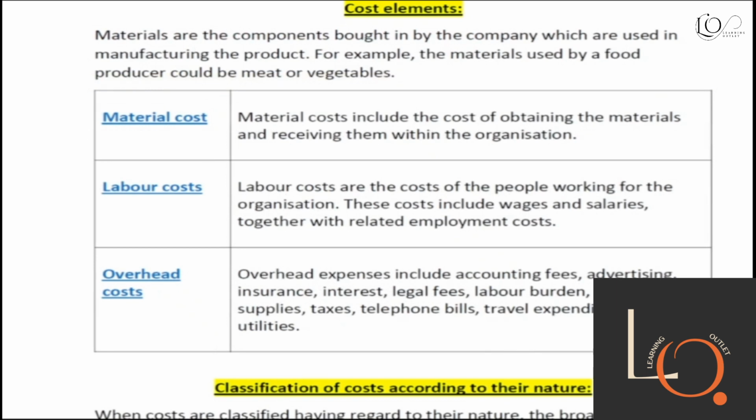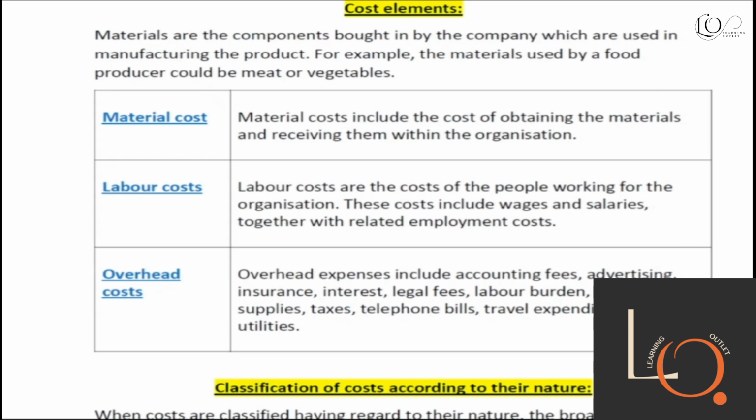Next, we break down the costs according to cost elements. The first category was based on behavior. The second category is based on elements. Now, elements means, in general words as well, parts. So over here, you are breaking down the costs based on different parts. The first one being material costs. So any cost related to procuring the material becomes material cost. Simple example, if I'm making pencils, the wood which I'm going to buy to make those pencils becomes my material cost. Second, I have labor costs.